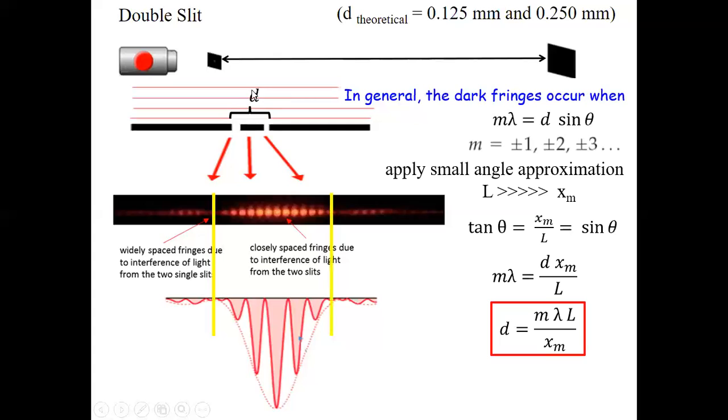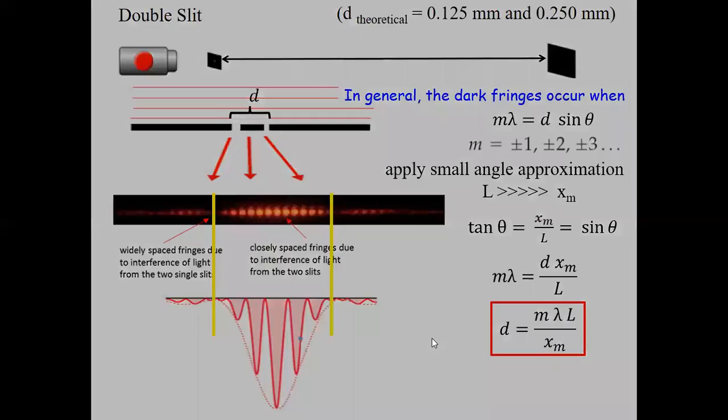Or we call this the slit width of the double slit, is given by m lambda L over xm. Again, the same symbols that we use for the single slit. So if you know the fringe order number, the wavelength of the light that you used, the distance to the screen, and the distance from the central maxima to the dark order, then you should be able to calculate D. So that's what you're going to do. You're going to calculate D using the given data.